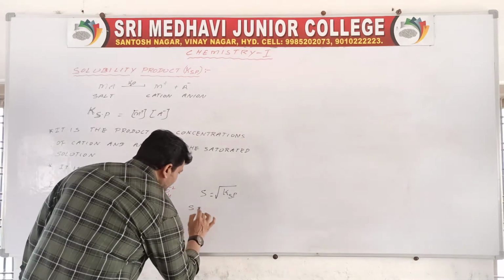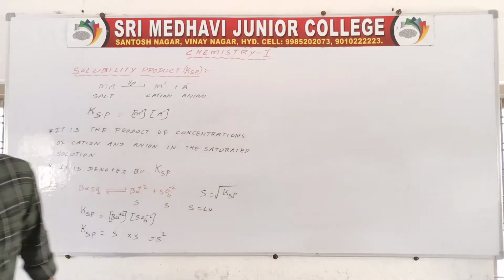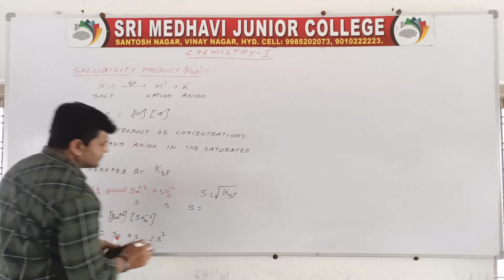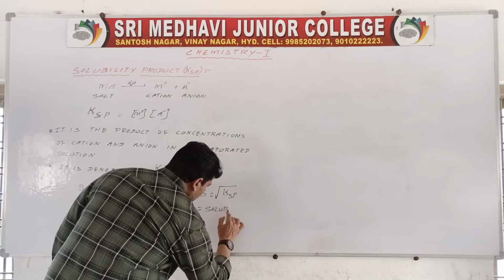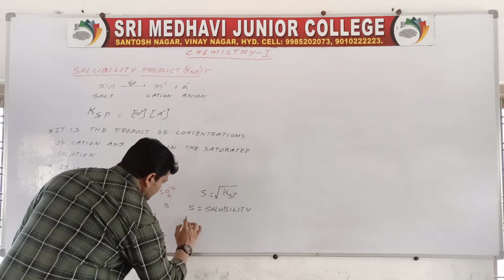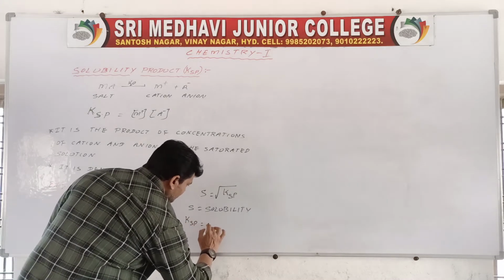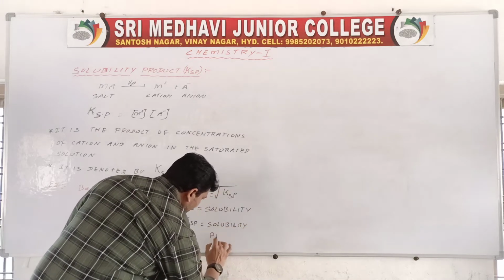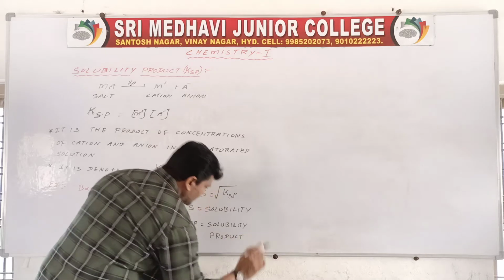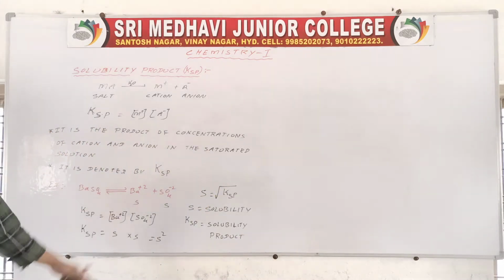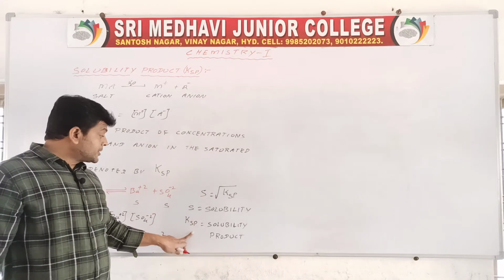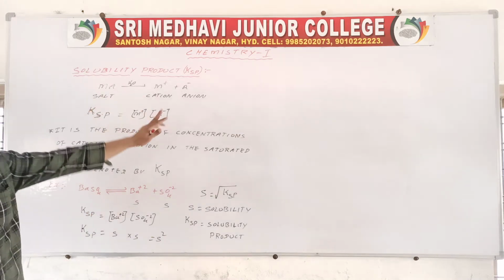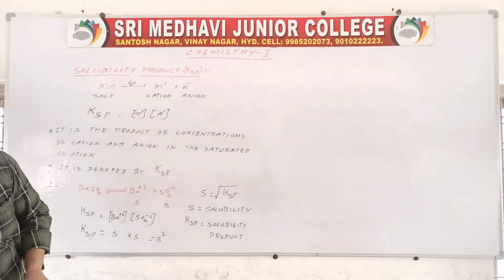Here S is equal to solubility, and KSP is equal to the solubility product. Understand? This is one example of how solubility and solubility product are related for BaSO4. It is very important. So one more example we will discuss.